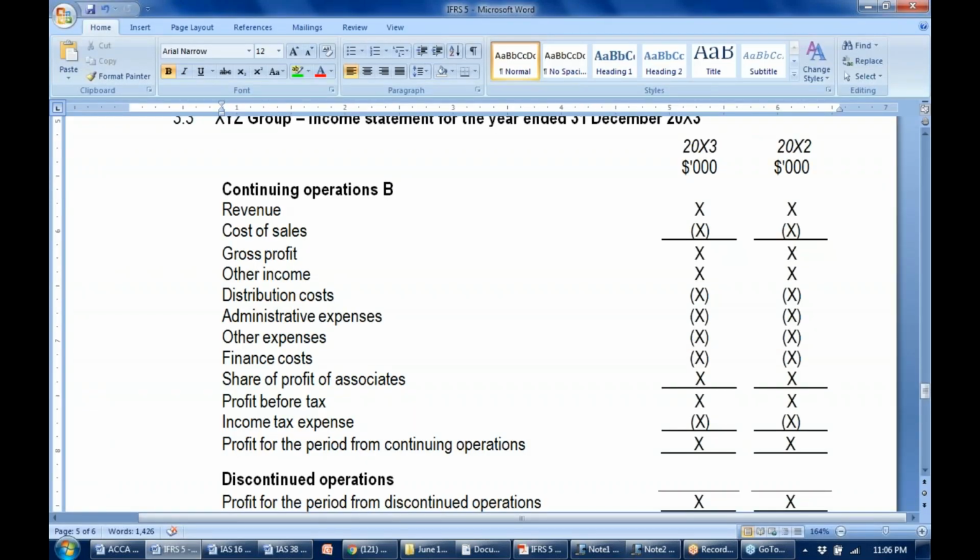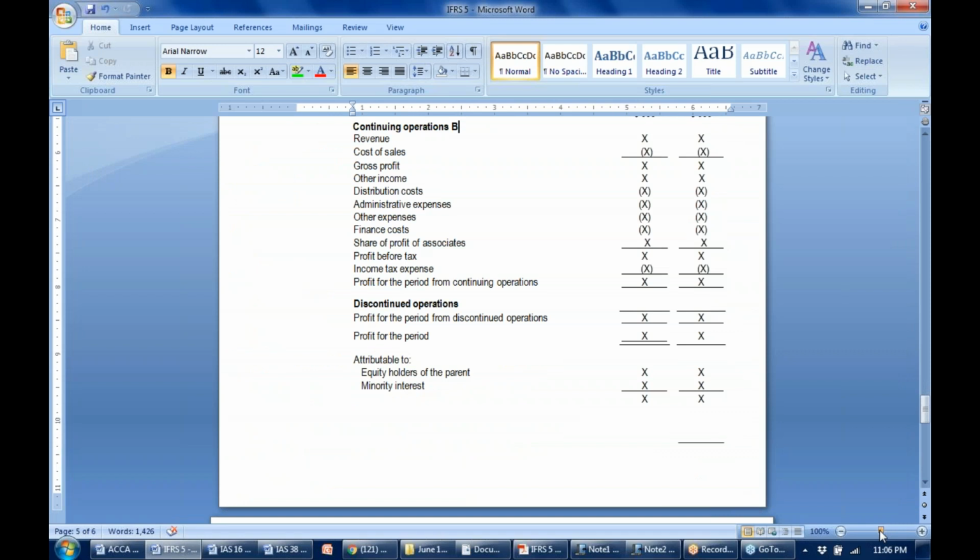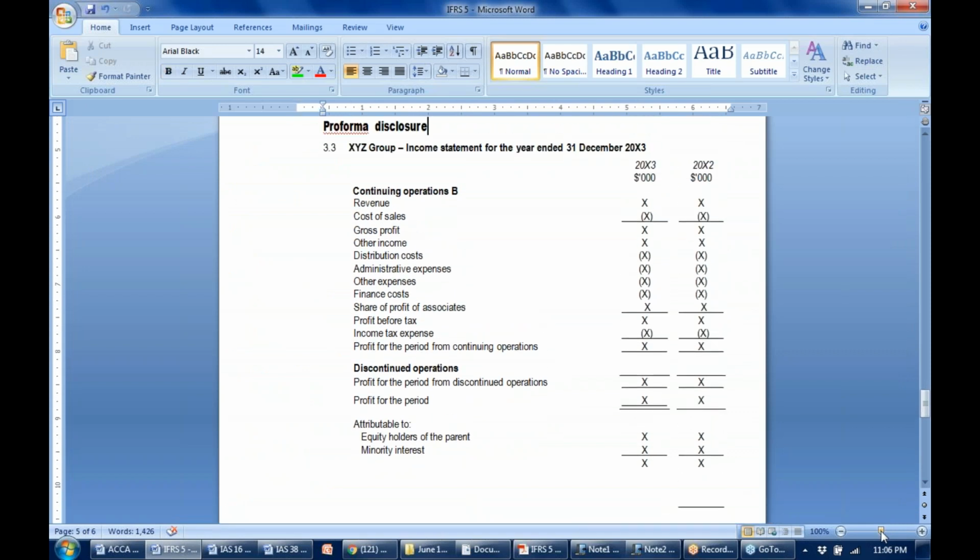And you know very well, since the F7 subject, that if the presentation is about the income statement, that's called continued and discontinued operation. So this is the pro forma, and this is the minimum pro forma. You have to split the operations into continued and discontinued. Let's take an example.